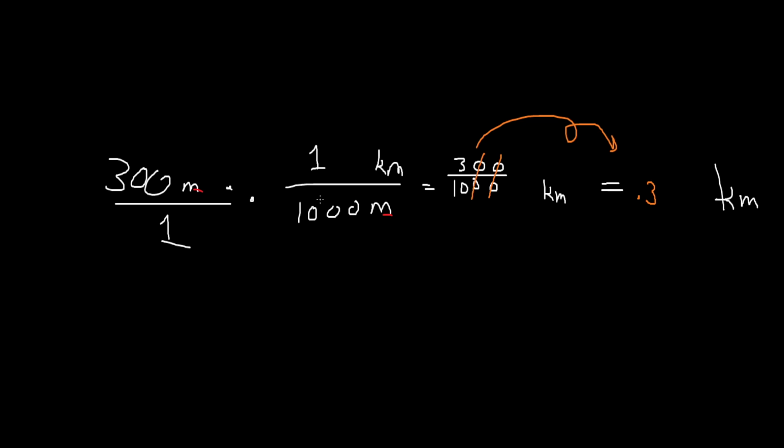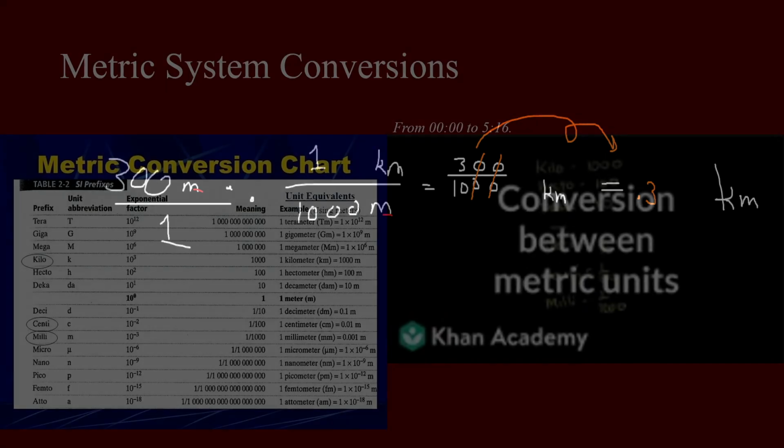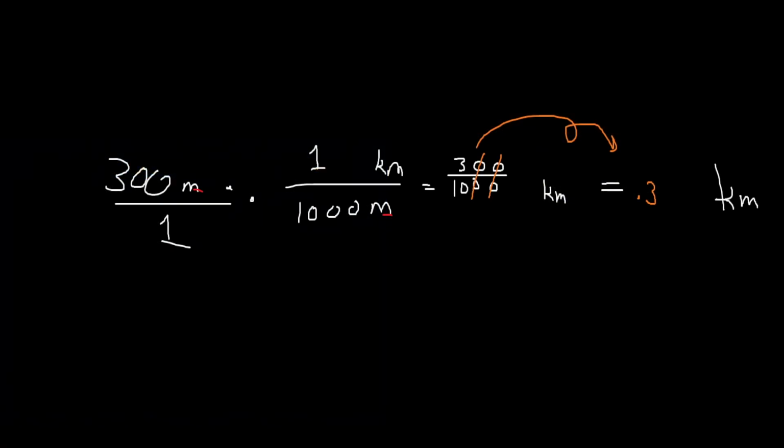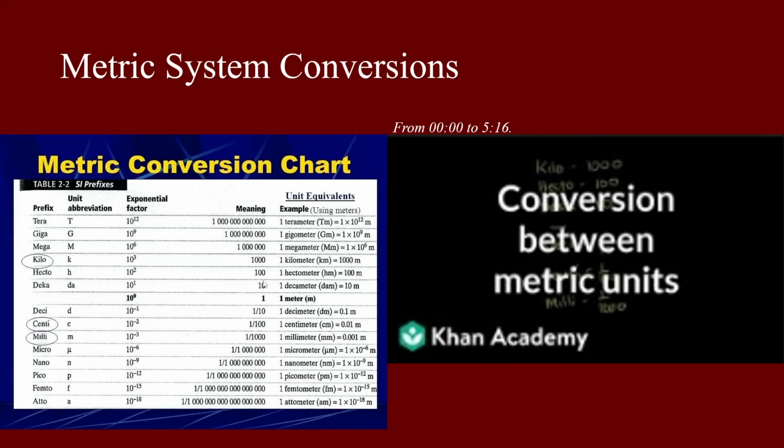We started with 300 meters. So this is how we'd go about using that chart that we had over here for the metric system with the unit conversion that we would actually be doing. We would line them up so that our units match up, and then we'll find the equivalencies between the two. So what's the equivalency between meter and kilometer? Well, if we go to the chart, we see that 1,000 meters is 1 kilometer.